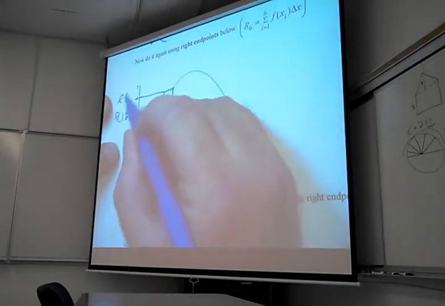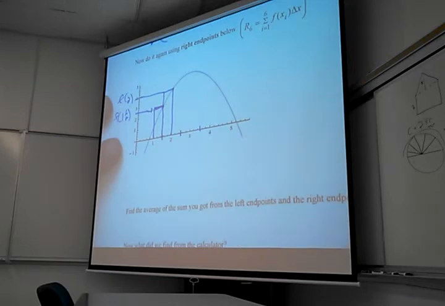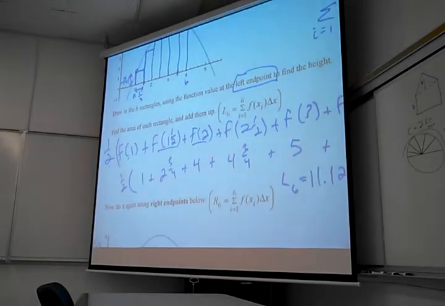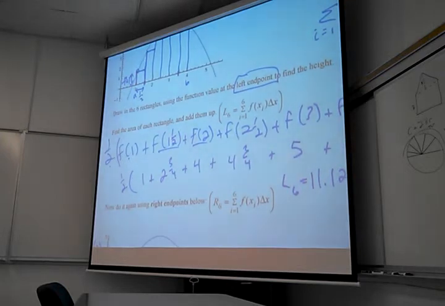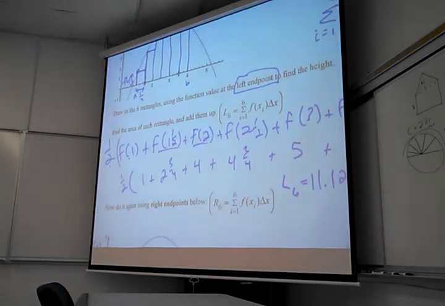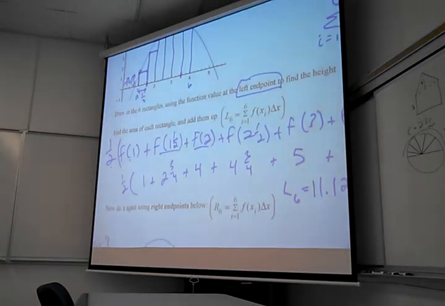F of 2. So those are going to show up in my computation, and that's already here. So when you have to do a left endpoint, right endpoint problem, thank God it's not double the work, because you've already done a lot of the work in the first place.